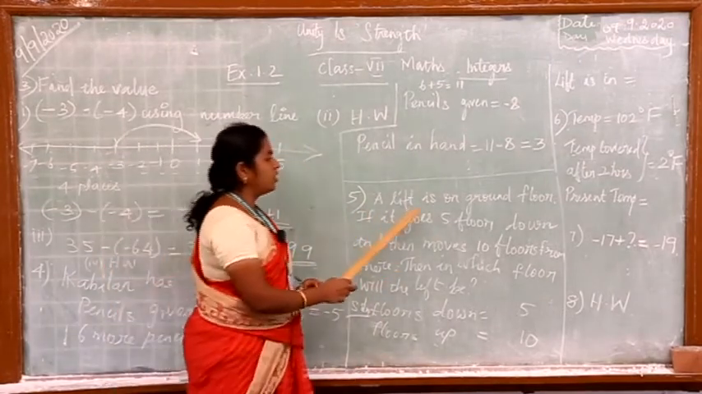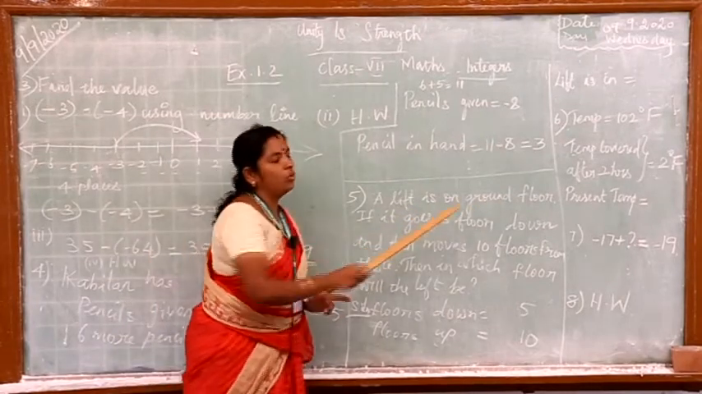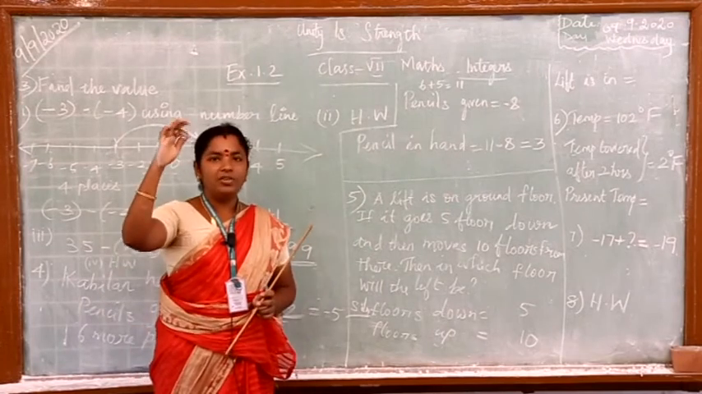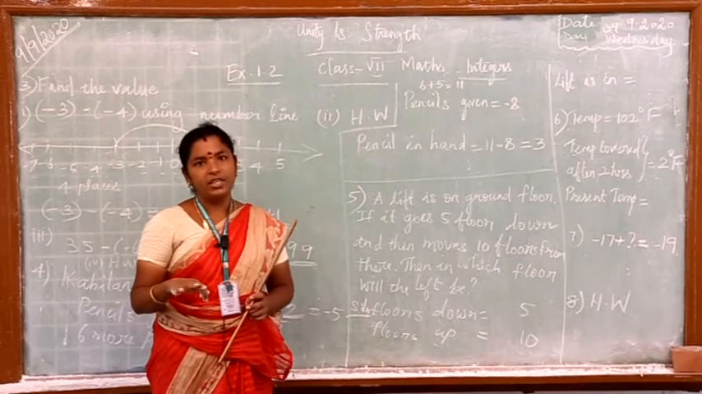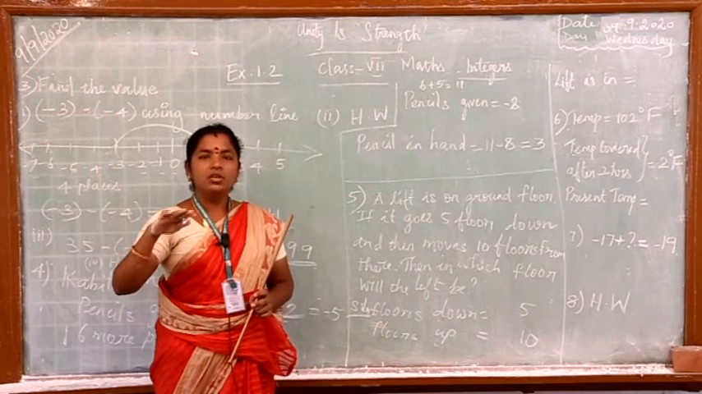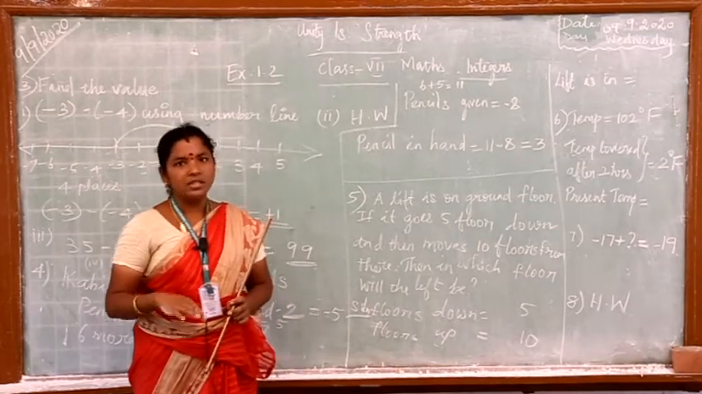Now, we will be going for question number 5. See here, a lift is on the ground floor. Wherever the lift is going up, we have to take a positive number. Wherever it is coming down, we have to take a negative integer. So, this is how we will go for it. Wherever the lift stays, it is neutral, 0. Wherever it goes up, it is positive. Wherever it goes down, it is negative.